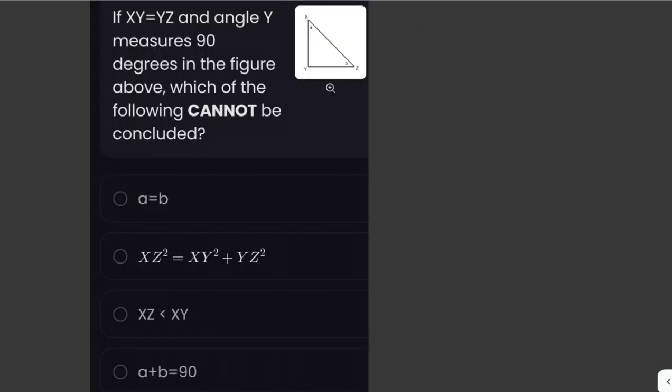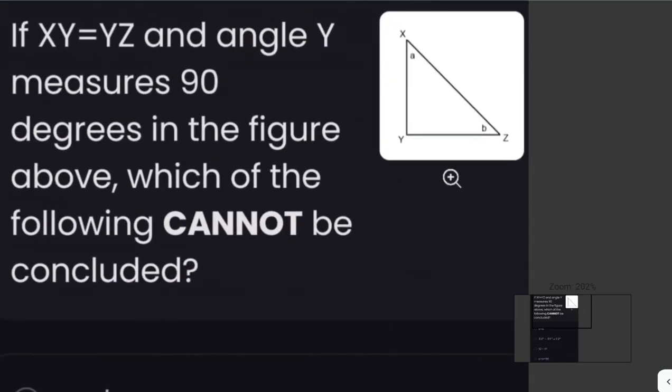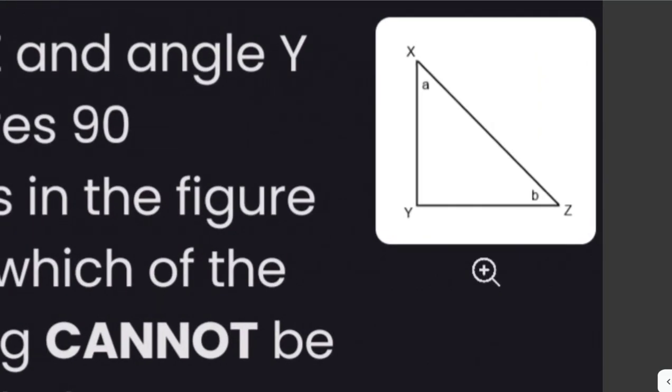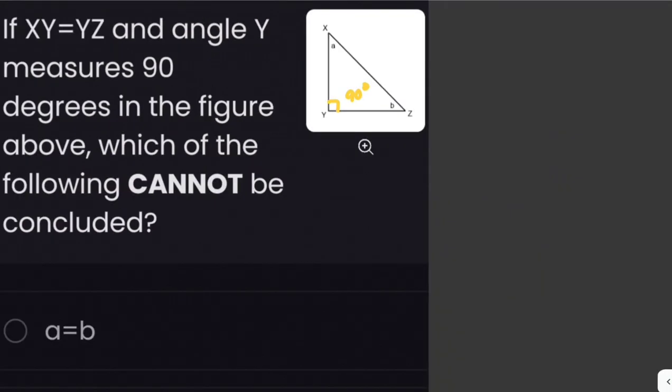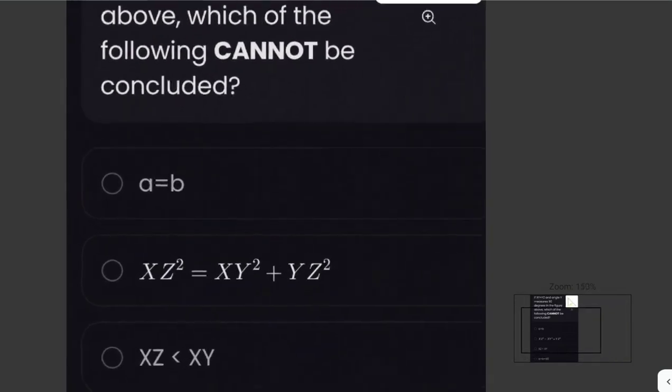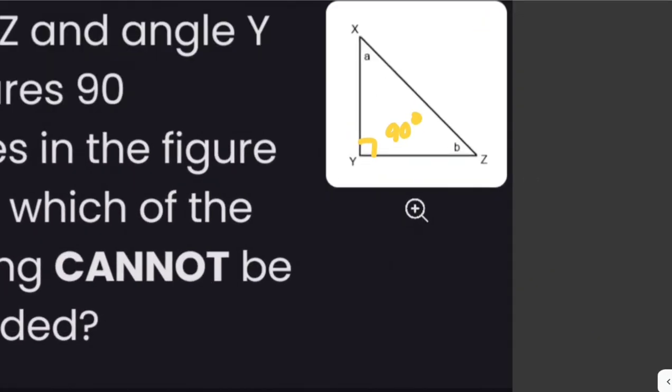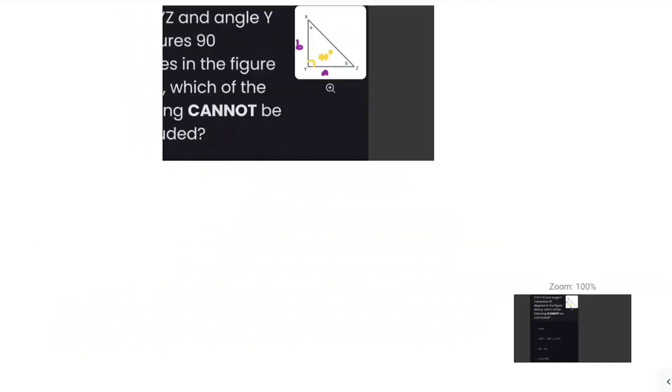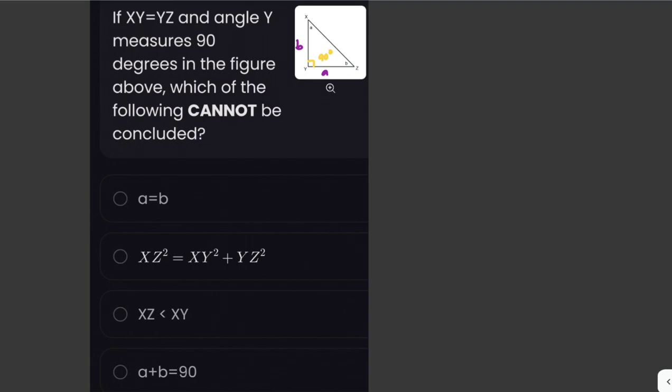If XY is equal to YZ and angle Y measures 90 degrees in the figure above, which of the following cannot be concluded? All right, we're given here a right triangle, and it says here that angle Y is equivalent to 90 degrees. Other one is the right angle. Among the choices here, we have A equals B, where A is the length of YZ and B is the length of XY. Then the next option is XZ squared equals XY squared plus YZ squared. That one is the Pythagorean theorem. Then XZ is less than XY, and A plus B equals 90.